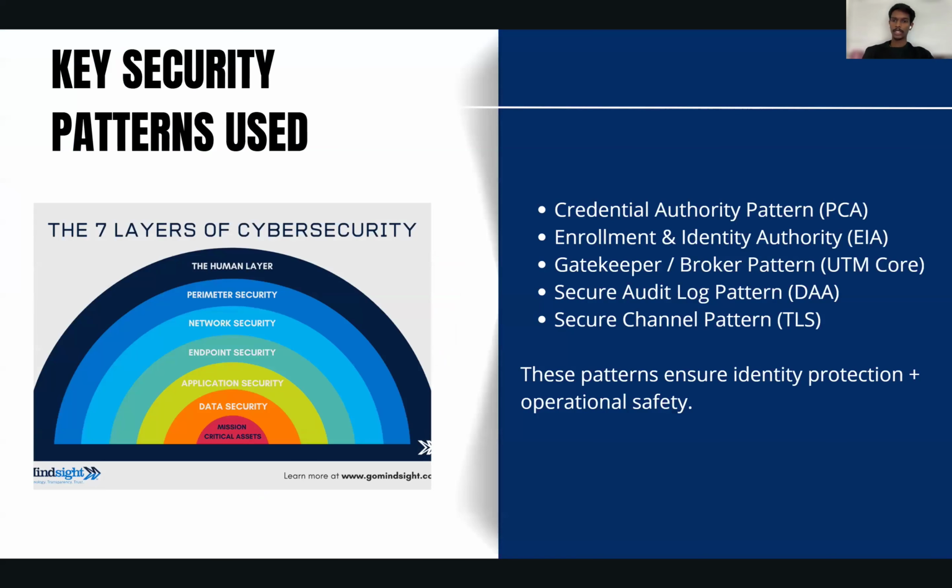To structure the system properly, we used well-established architectural security patterns from the course. These include the Credential Authority Pattern (PCA) for issuing anonymous credentials, the Enrollment and Identity Authority Pattern for initial identity verification, the Gatekeeper or Broker pattern for the UTM core, the security audit log pattern for lawful unmasking, and the secure channel pattern to protect communication flows. Each pattern ensures the system maintains confidentiality, integrity, and controlled accountability. Next slide, please.